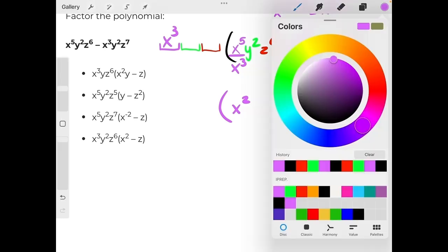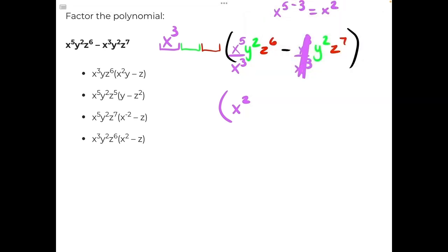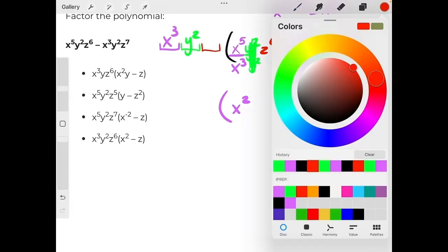Now we can move on to our y variables. The greatest common exponent, or the greatest common factor, is y to the 2. So we will factor out y to the 2, and all of the y's on the inside of the parenthesis will cancel out. Then we can move on to our z variables.